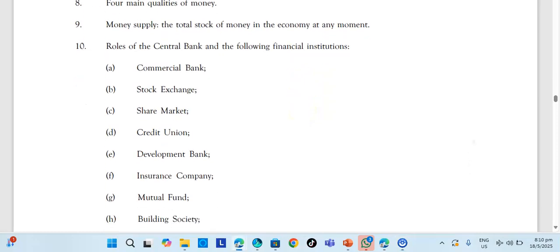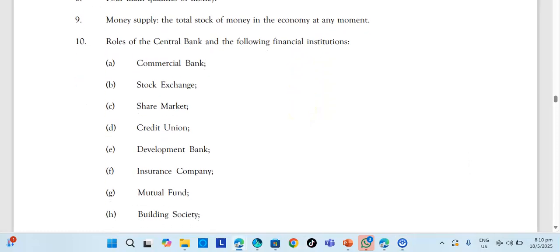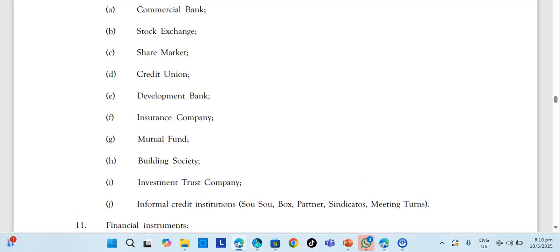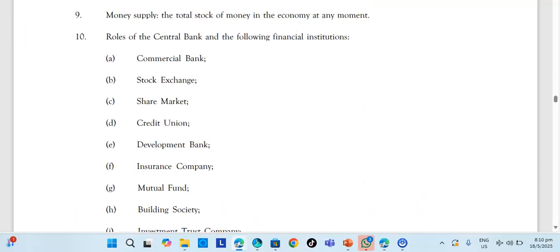We did look at a few already, so I'm just going to look at the roles of four of these financial institutions. All right, guys, so we're going to start with the roles of the stock exchange.